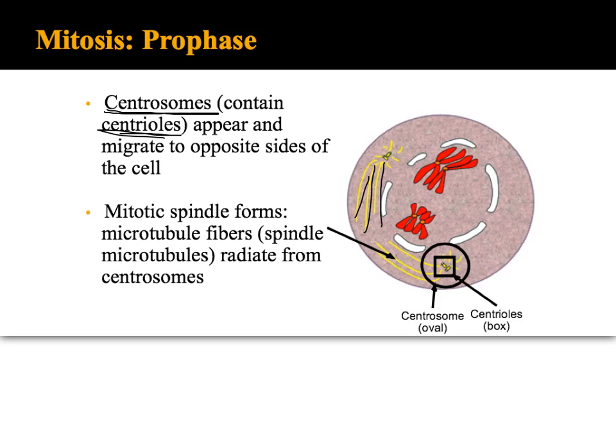So these centrosomes appear and start moving to the two sides of the cell so they can separate the chromosomes. And then the mitotic spindle also forms. The mitotic spindle is these little yellow fibers in this picture here that are going to attach to the chromosomes and then pull them apart.